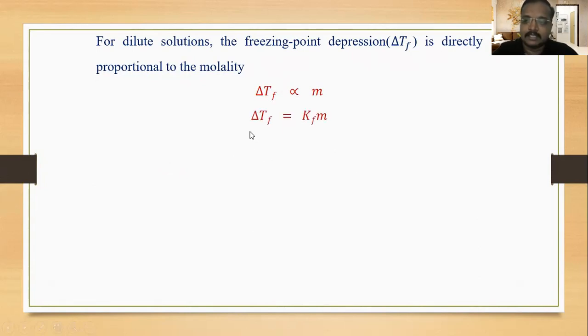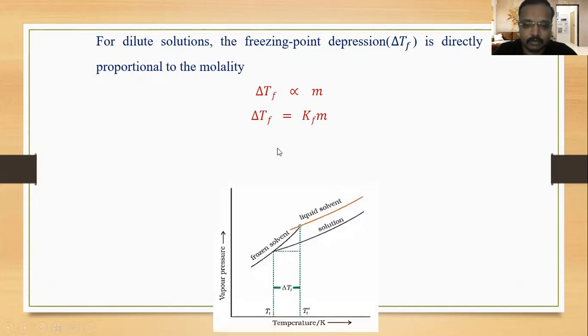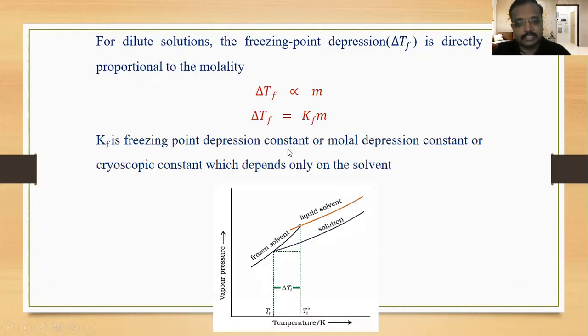So by changing the proportionality to equality, we can write delta TF is equal to KF into m. KF is the proportionality constant, or we can call it the freezing point depression constant, or molal depression constant, or it is also called the cryoscopic constant, which depends only on the solvent. Children, this is very important to note.